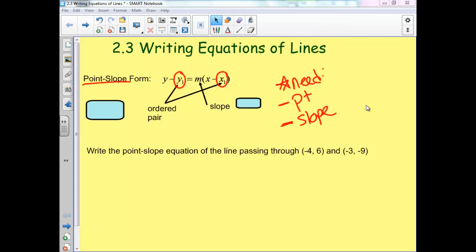Alright, so now we want to write the equation that goes through these 2 points. First thing we need, we don't have a slope. So let's go ahead and figure out the slope between these 2 points using our formula from yesterday.